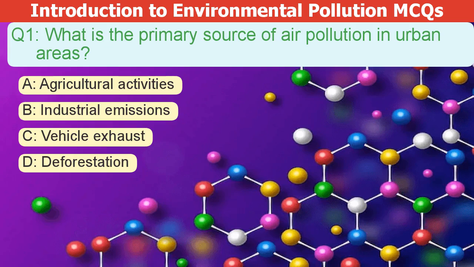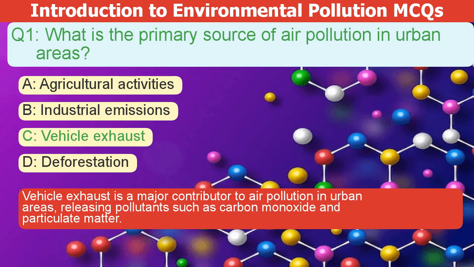What is the primary source of air pollution in urban areas? A. Agricultural activities. B. Industrial emissions. C. Vehicle exhaust. D. Deforestation. The correct answer is C.